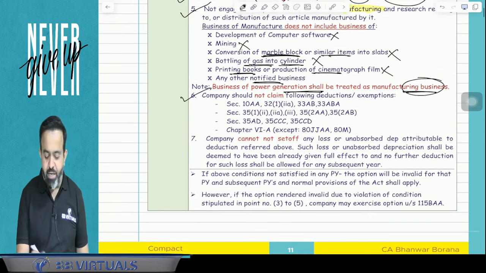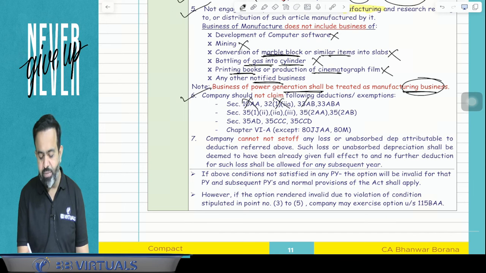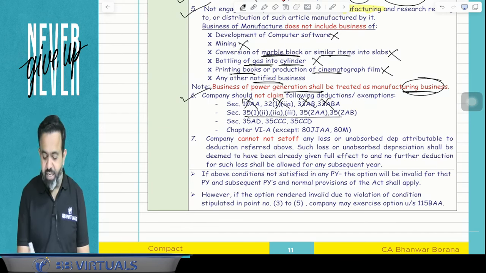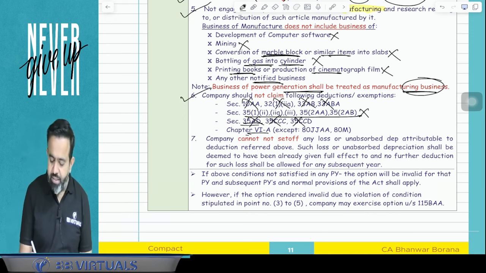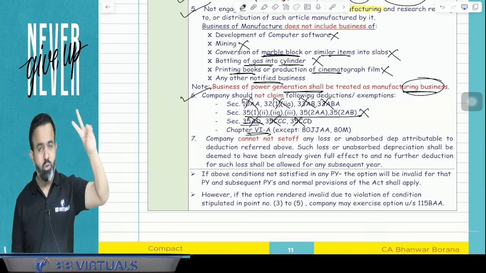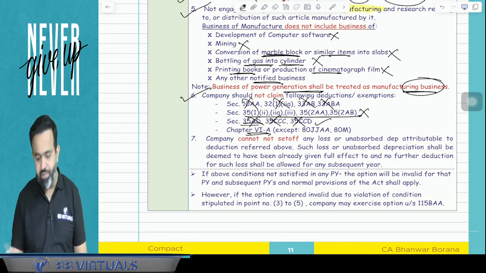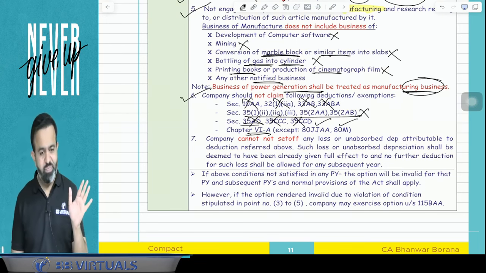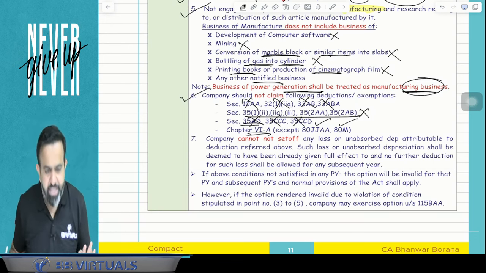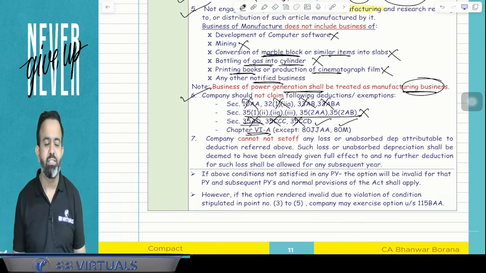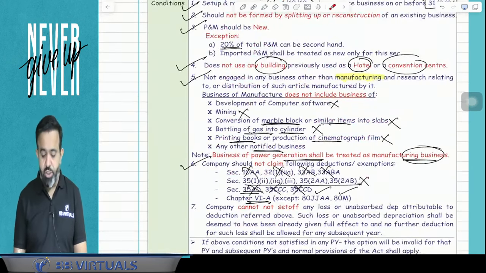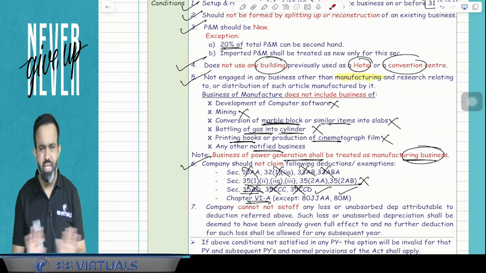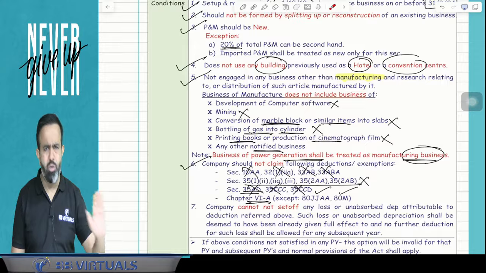Point number six says that the company cannot claim the 10AA deduction, additional depreciation, or 33ABA. After that, scientific research related donation deduction is not available. 35AD is not available, 35CCC is not available, 35CCD is not available. Under chapter 6A, any deduction is not available, except two deductions: 80JJAA is available and 80M is available. Other than that, any deduction under chapter 6A is not available. One more point, guys, if there are any losses or unabsorbed depreciation due to this section, then obviously they cannot be set off and carried forward. But in practical life, this will not be a situation.